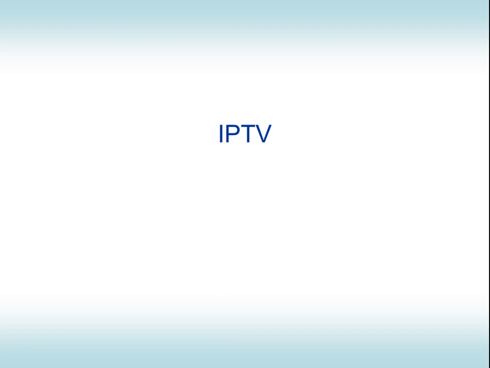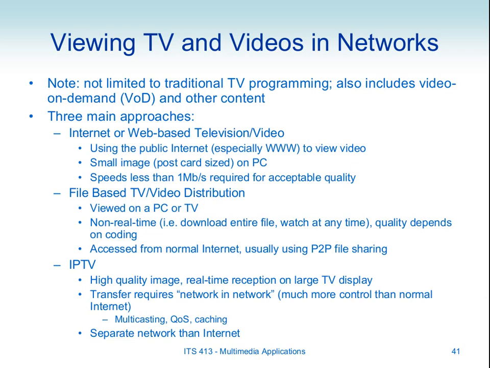So how do we deliver TV, high quality video, over the internet? We mentioned we can differentiate between normal web-based video, where we, for example, stream, watch YouTube, and file-based distribution, where we download a file and then watch it after it's downloaded, so non-real-time. Whereas IPTV is different, where it generally refers to standard TV quality content, that is, large screen, no disruptions, and real-time. So how do we achieve that?